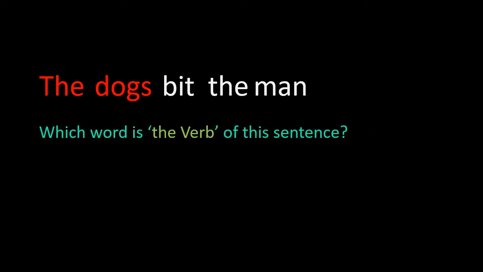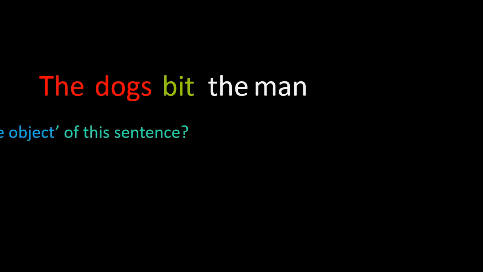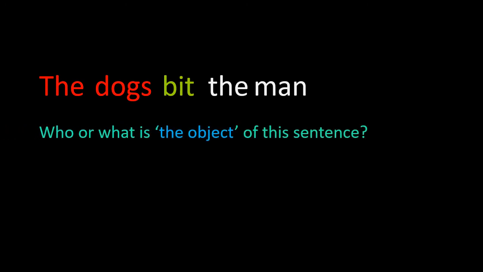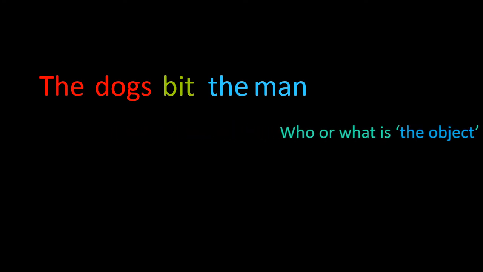Which is the verb of this sentence? It is bit, which is the past tense of bite. So this is a verb too. It's a past tense sentence. And who or what is the object of this sentence? Well, what or who did the dogs bite? They bit the man.